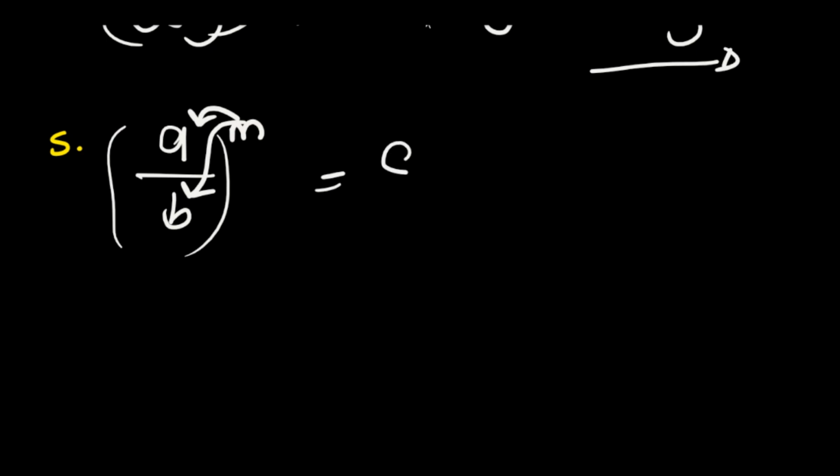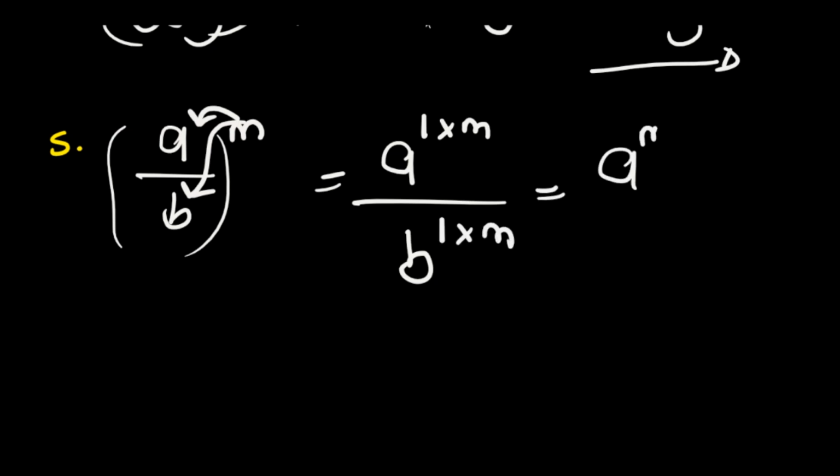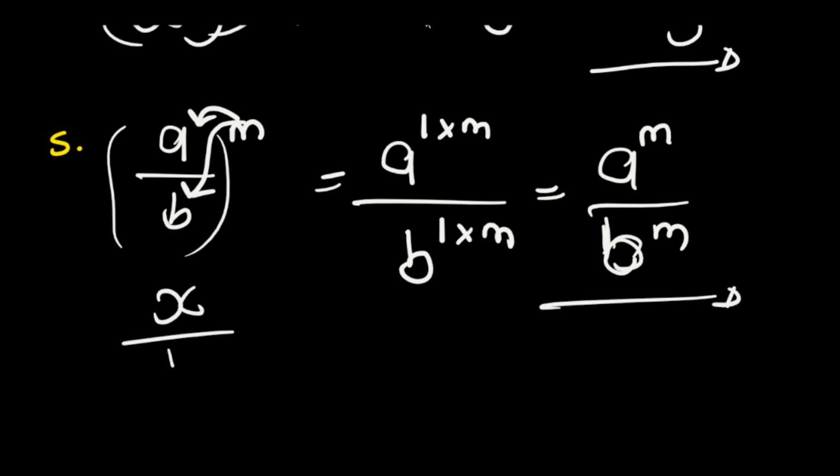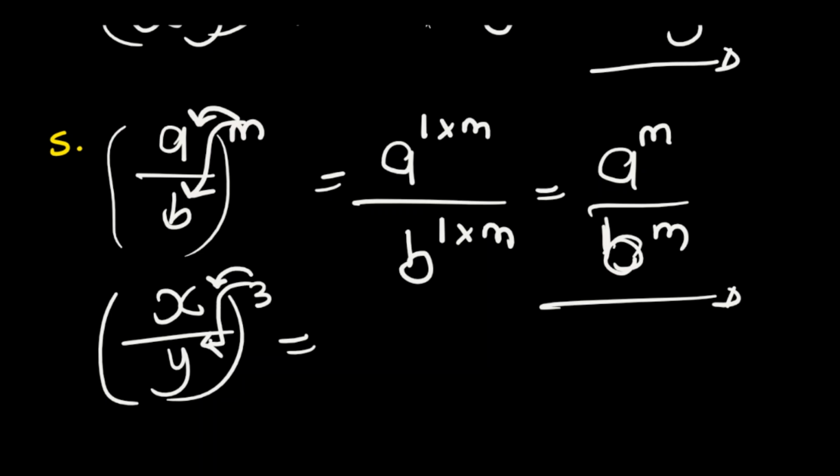So in this case, you're going to have a, which has the power 1, is going to multiply the m, divided by the b, which has the power 1, is going to multiply m. So the final answer would be a to the power of m over b to the power of m. So this would be the answer for this problem here. Say we are having x over y all to the power of 3. So this 3 will multiply any power that it finds inside here, right? So it's going to be x to the power of 1 multiplied by 3 over y. Let me rewrite this.